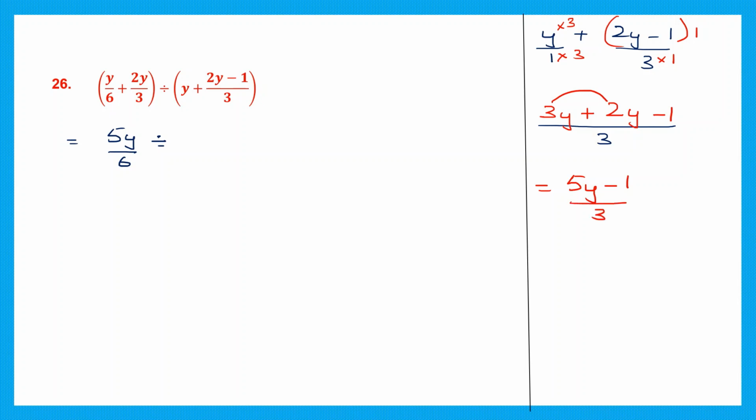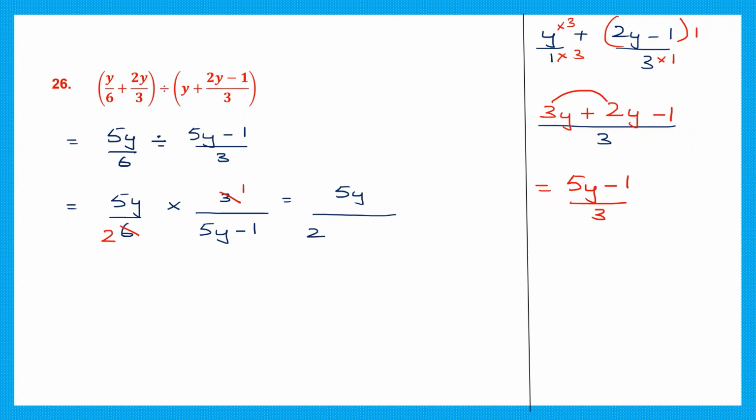So here we have that. So let's write that down. Divided by 5y minus 1 by 3. Since it's division, we're going to write the first fraction as it is, 5y by 6. Division changes to multiplication and we write the reciprocal, 3 by 5y minus 1. Is there something we can cancel? Yes, we can cancel 3 and 6. 3 1s are 3, 3 2s are 6. So in the numerator, we have 5y and in the denominator, we have 2 into 5y minus 1.